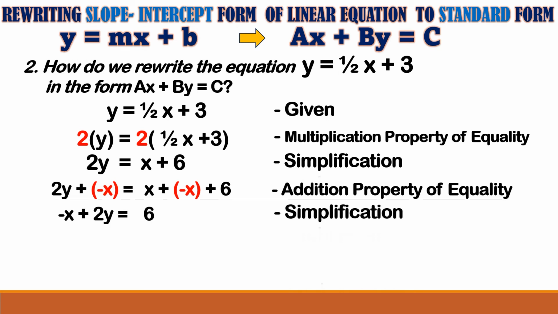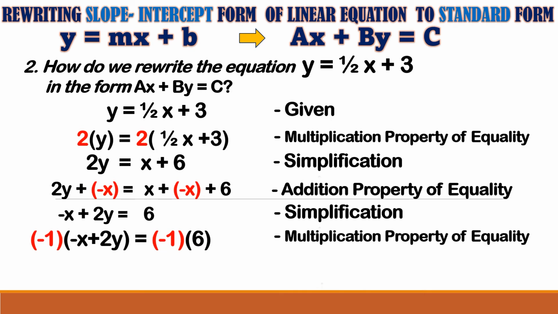And we're going to make the first term positive by multiplying negative 1 to both sides of the equation. So negative 1 times negative x is x, negative 1 times 2y is negative 2y, and negative 1 times 6 is negative 6. So by simplification, we have x minus 2y equals negative 6, and that is already the standard form of the equation y equals 1/2 x plus 3.